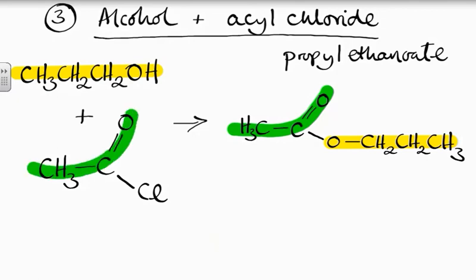So there are 2 carbons and the carbonyl group that we're after. What's left behind? Not an awful lot. So we've got the hydrogen from the alcohol and the chlorine from the acyl chloride, and that just leaves us with HCl, hydrogen chloride.